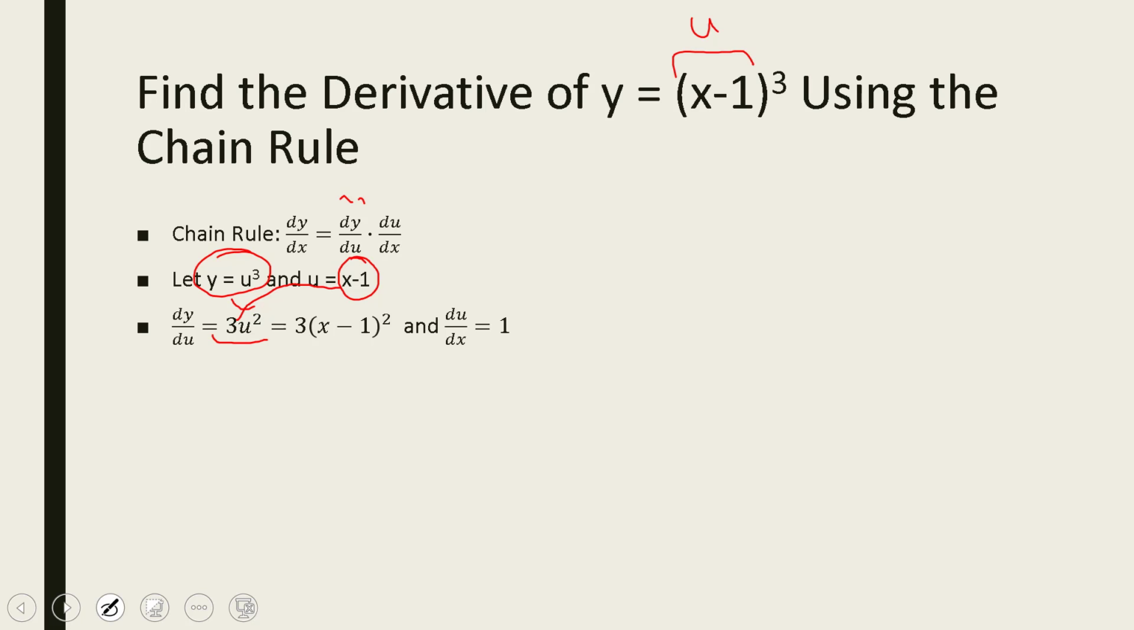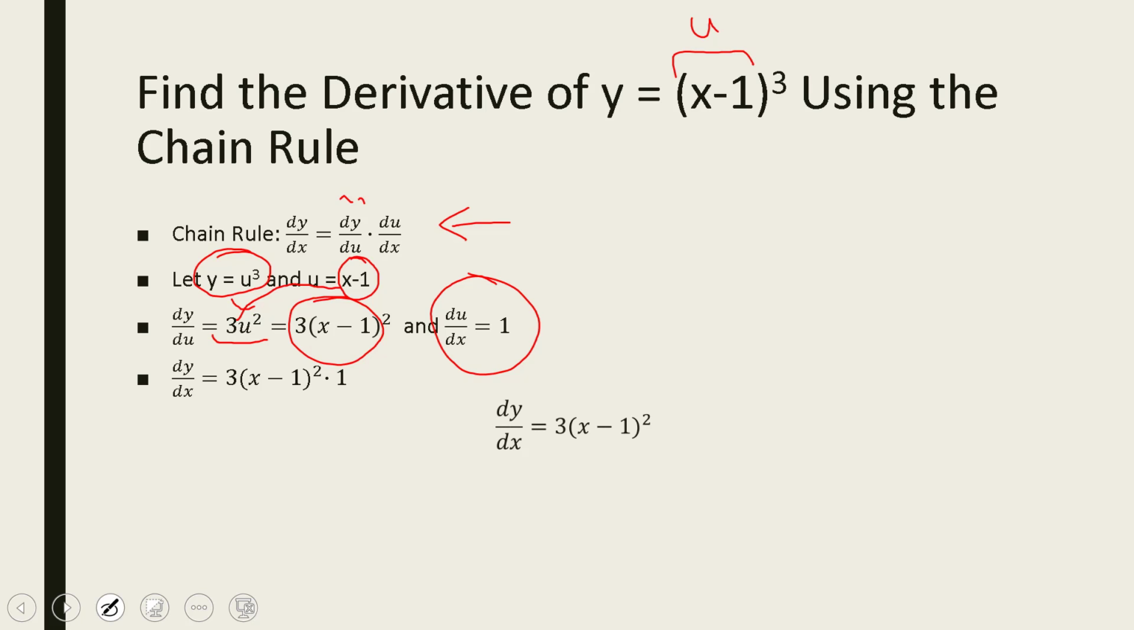But we also need to know what du/dx is. Well, let's see, u is equal to x minus 1, and if we want to take the derivative of that, the derivative of x is just 1, and the derivative of 1 is 0. So du/dx is just 1. Okay, so we have our two parts here. I should have circled the 2 in there as well. And we'll multiply that using the chain rule. So dy/du is just 3 times (x minus 1) squared, and du/dx is just 1. Multiply those together, and we get that dy/dx is 3 times (x minus 1) squared.